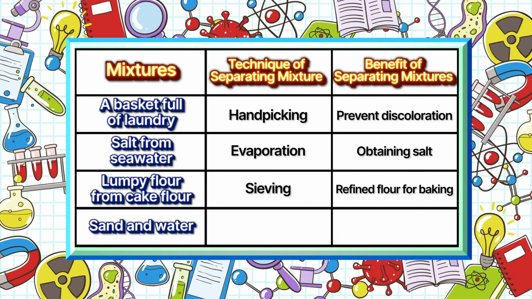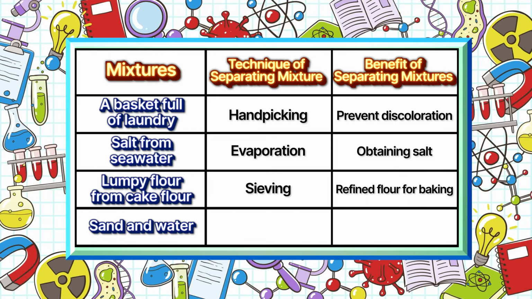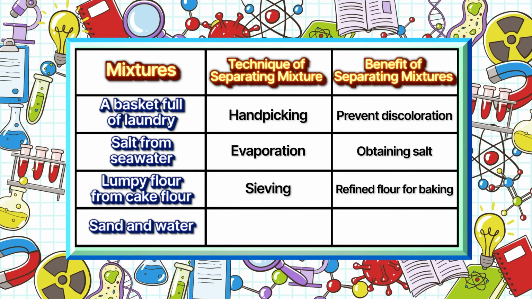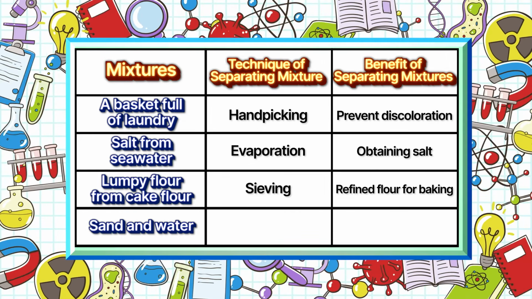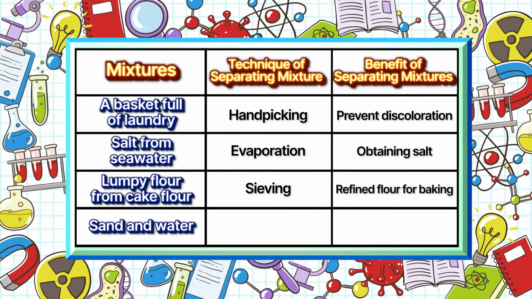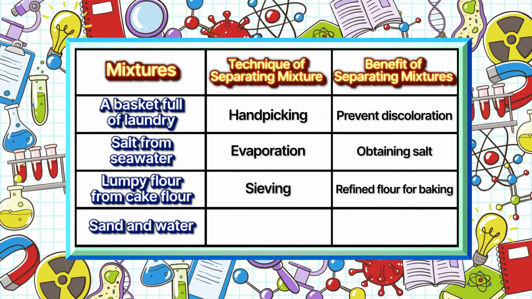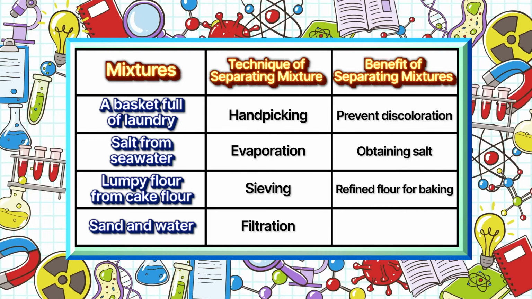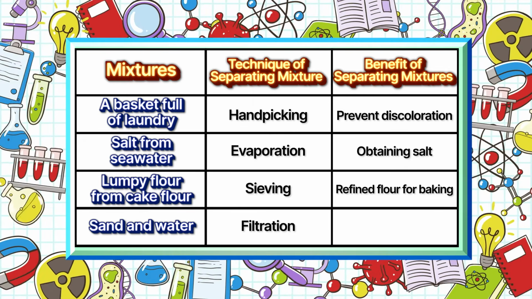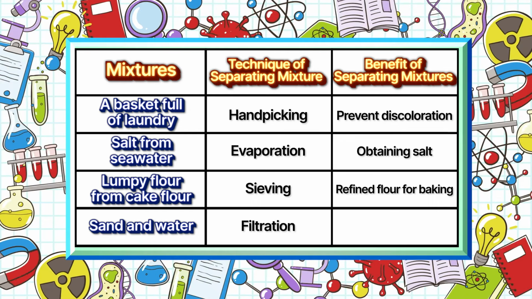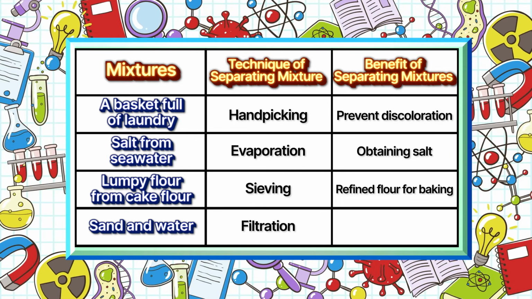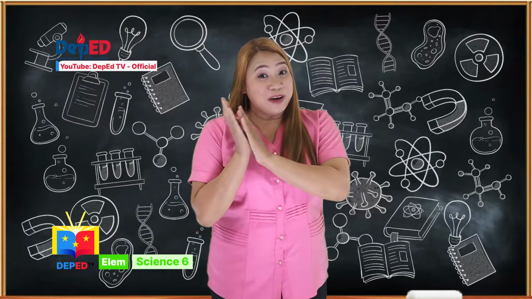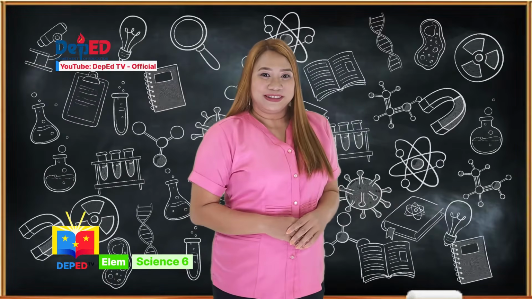What is the technique used to separate sand from water? What is the benefit of separating sand from water? That's right! The technique used to separate sand from water is filtration. Separating sand from water through filtration is important in order to have clean and safe water for drinking. Very good, my dear science-minded learners.